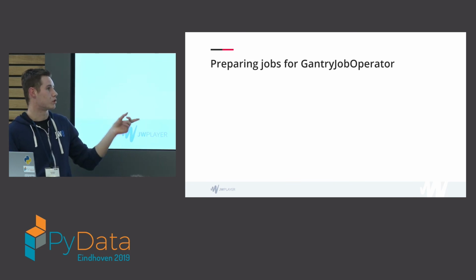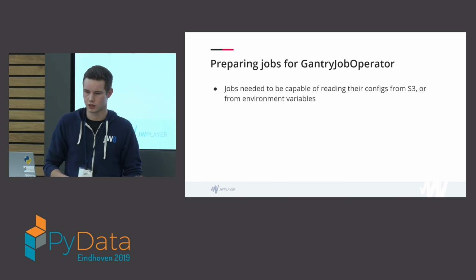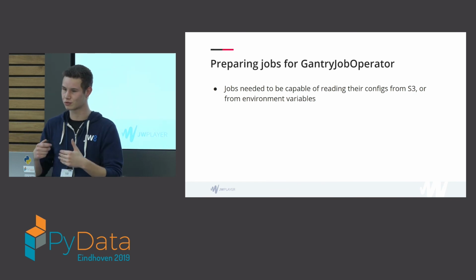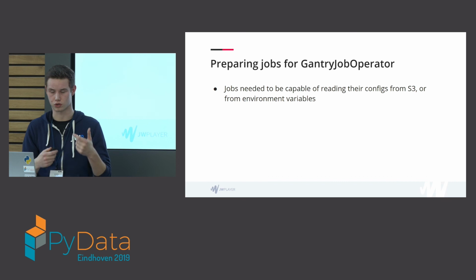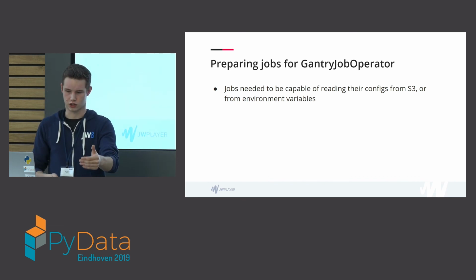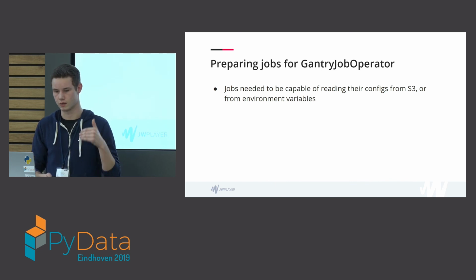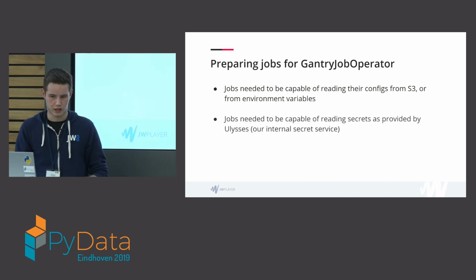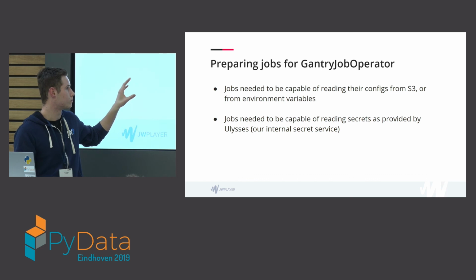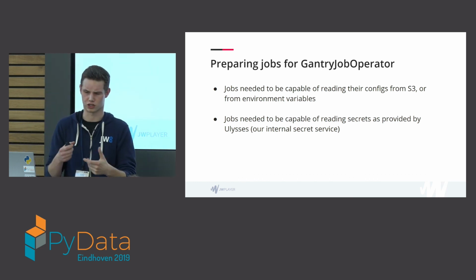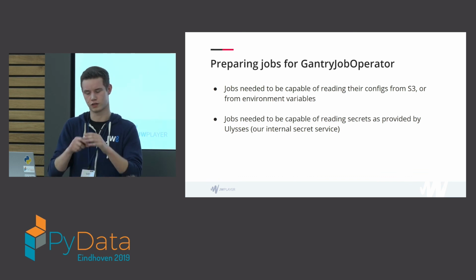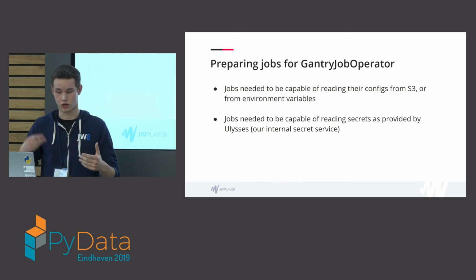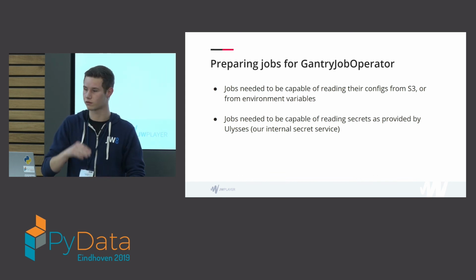In order to support this operator, we had to make a number of changes to our jobs. When you run your jobs on Kubernetes, you need to be able to fetch your configuration from somewhere. The configuration for all our jobs is stored on S3. We had to change that such that jobs can pull their configs from S3 when you start them, or read config from environment variables. Ulysses is the secret system of our deployment system. Basically it uses Kubernetes secrets to mount a YAML file containing all the secrets that you need in your job pod. So we had to change all our jobs to be able to read secrets from that format.